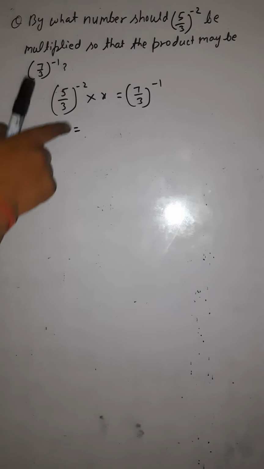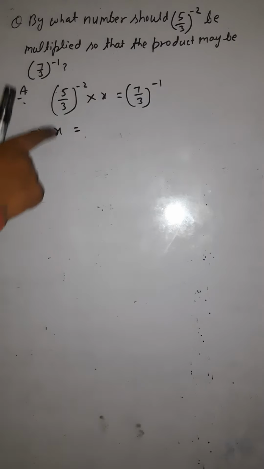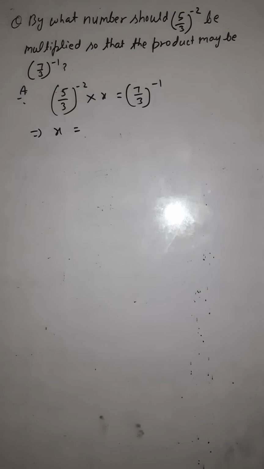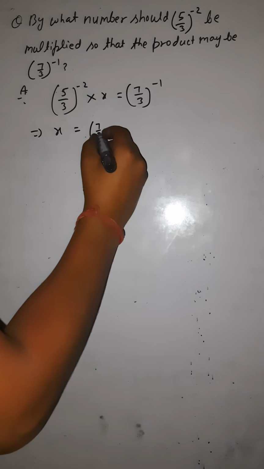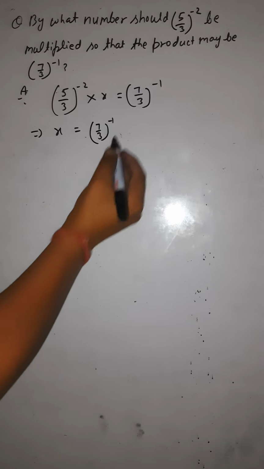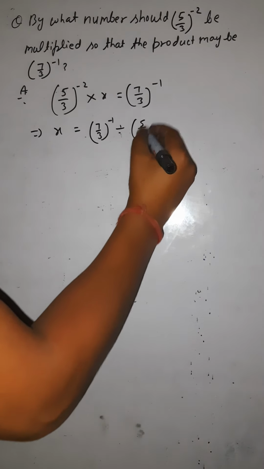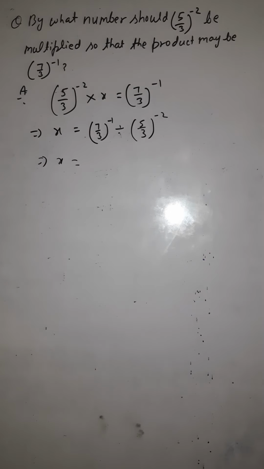x would remain here. So, for that purpose, this 5 by 3 whole raised to the power minus 2 has to go there. How will it go there? Right now, if you see, it is multiplying here, so it would divide there. Getting it or not? So, I can write this as 7 by 3 whole raised to the power minus 1, and this would be divided by 5 by 3 whole raised to the power minus 2. Getting this? Very good. Now, what to do?